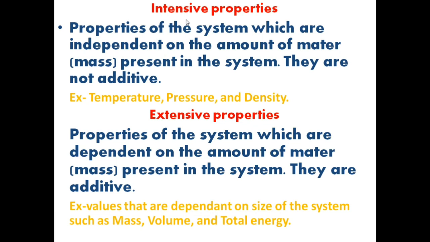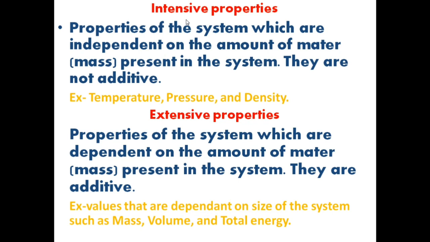Means you have taken a glass of water having 25 degrees Celsius temperature, another glass of water having 25 degrees Celsius, and if you mix two glasses, then temperature is not going to be 50 degrees Celsius. It is 25 degrees Celsius. Means intensive properties are not additive properties. They are independent of the amount of matter. These properties are intensive properties.